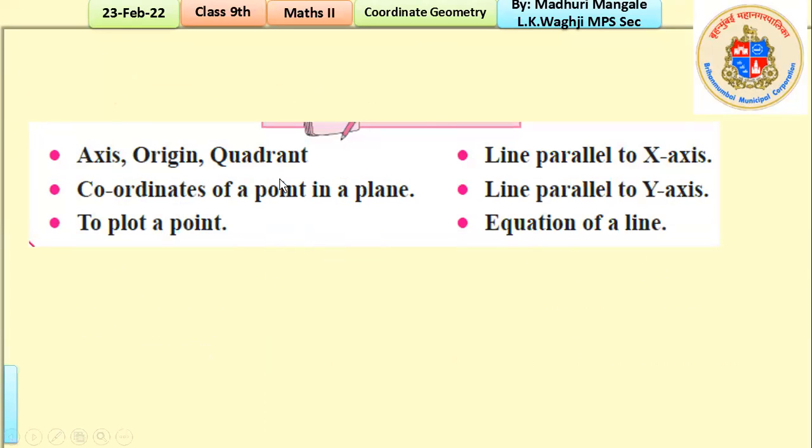Axis, origin, quadrant. What is axis? What is origin? What is quadrant? Like that. Then what are the parallel lines? How to get the equations? How to find coordinates of a point? How to plot a point? And how to write equation of a line.